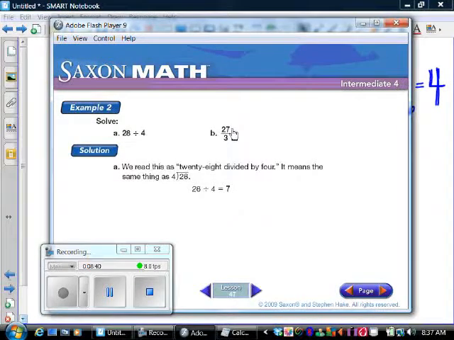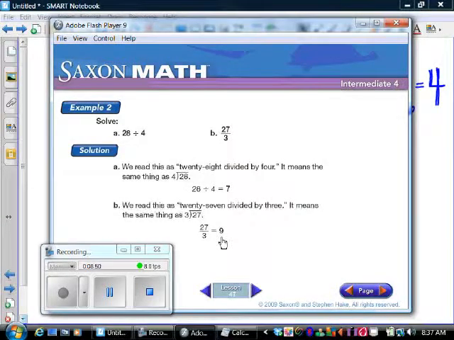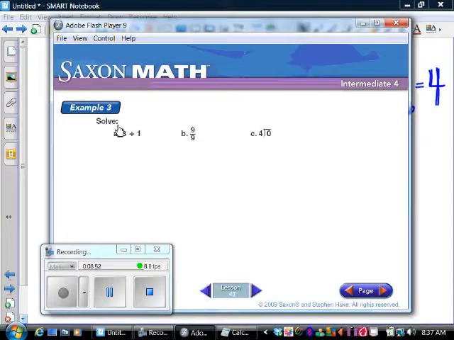Now let's look at B. This really means 27 divided by 3, so let's think of our 3 multiplication facts. 3 times something will give us 27. It is 9. Okay, now think of it this way also.